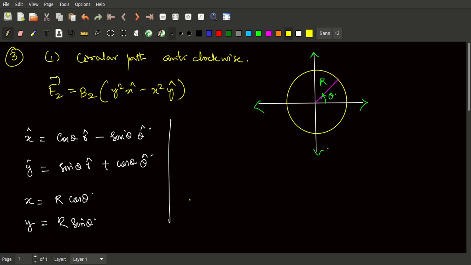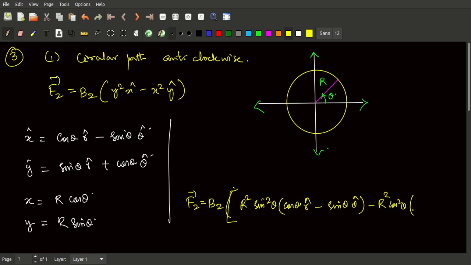So we substitute in F2. F2 is equal to b2 into y square, that is R square sin square theta, into x cap, which we write as cos theta r cap minus sin theta theta cap, minus x square, that is R square cos square theta, into y cap, which is sin theta r cap plus cos theta theta cap. This is your form of the function F2 now.